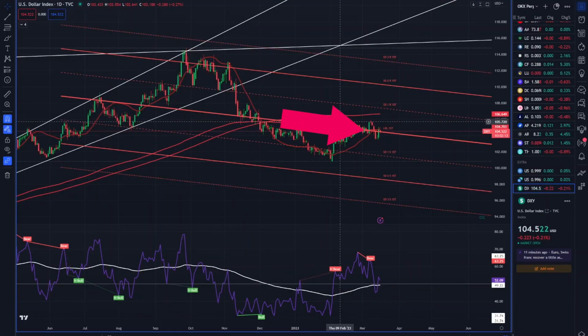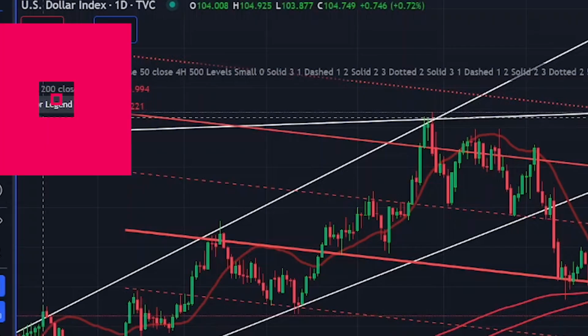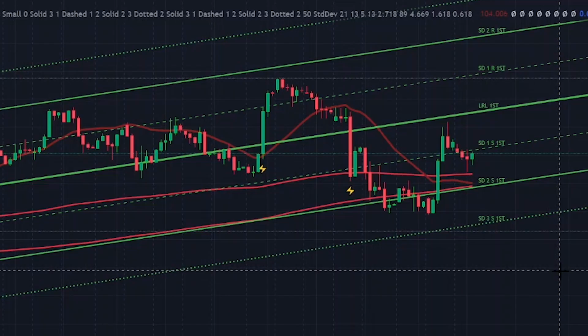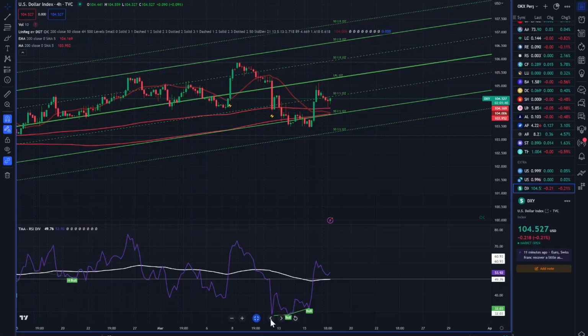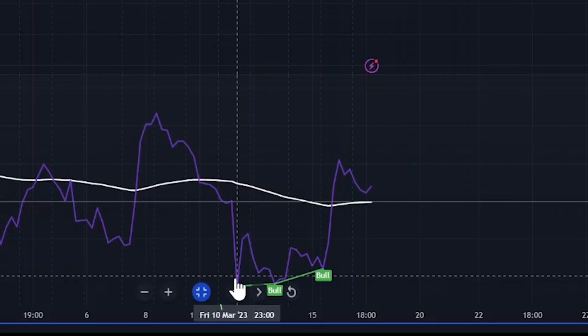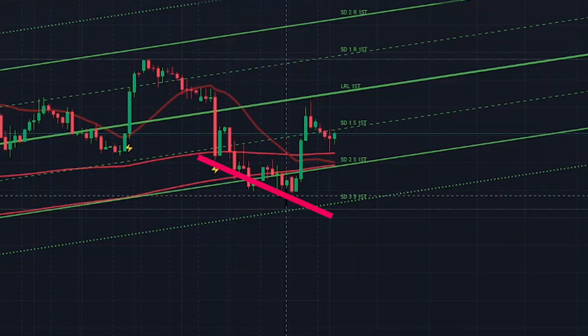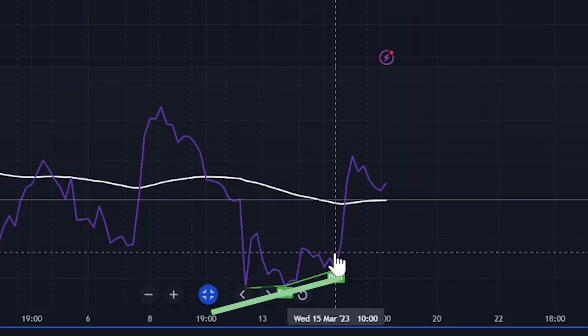However, on the daily, which looks like a bit of a mess, we can see it's trying to plot down. Just so you know, these two red bands are the 200 period EMA and 200 period SMA. As we all know by now, strength in the DXY is weakness in risk assets like Bitcoin. We can see at least we have a bullish divergence on here.